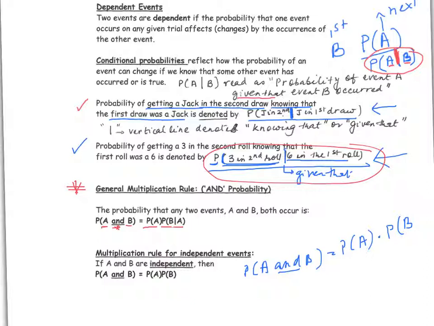Now this is where we have to think. If A and B are completely independent of each other, then when we're trying to calculate the probability of the second event B, we do not need to know if A happened before it or not. So it is a simple P of A times P of B. So this is the rule that works for independent events.